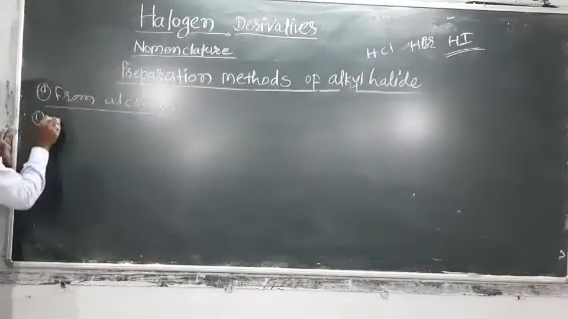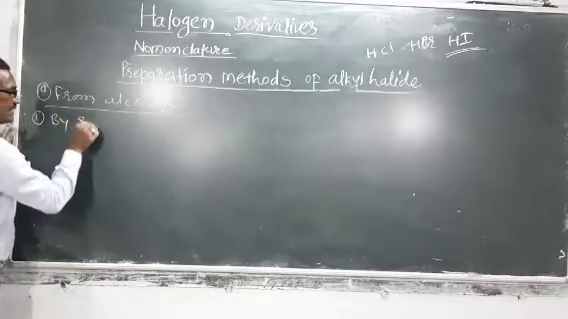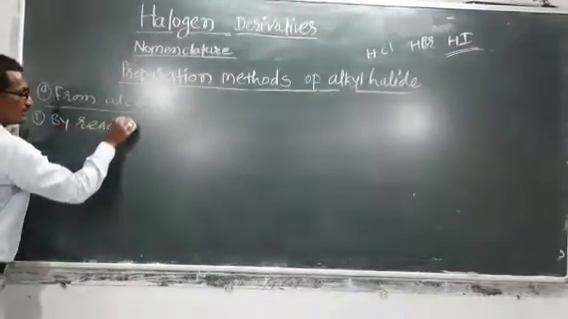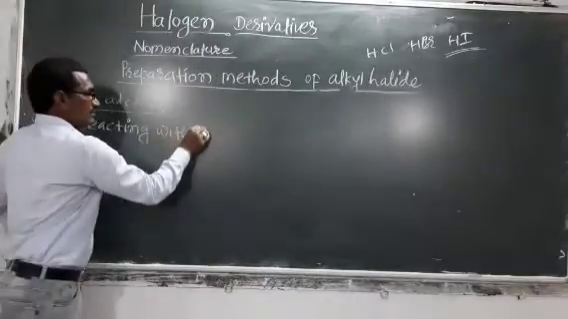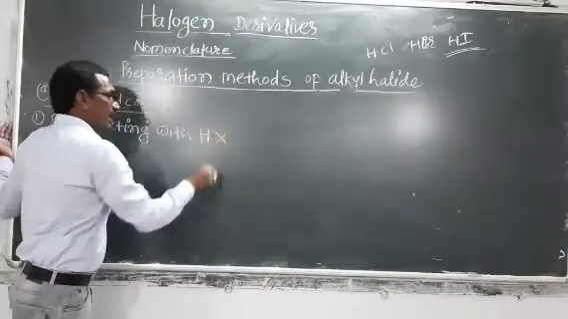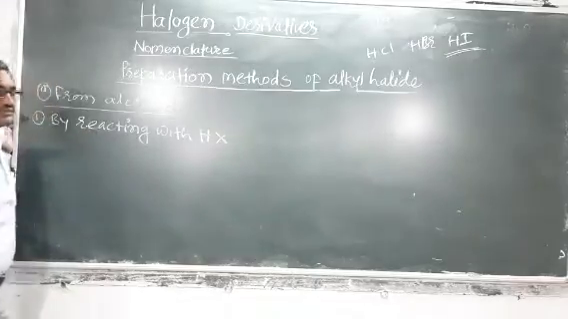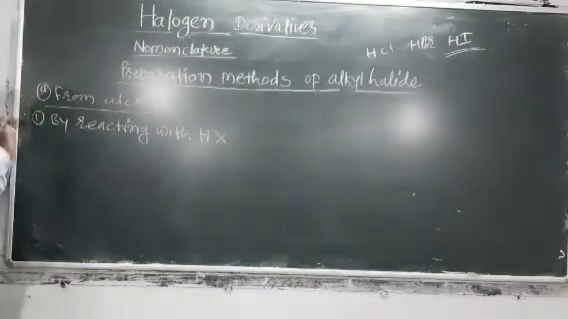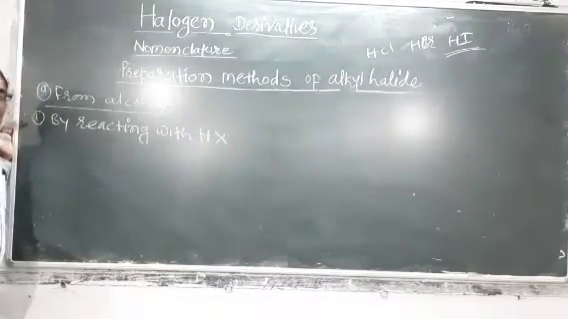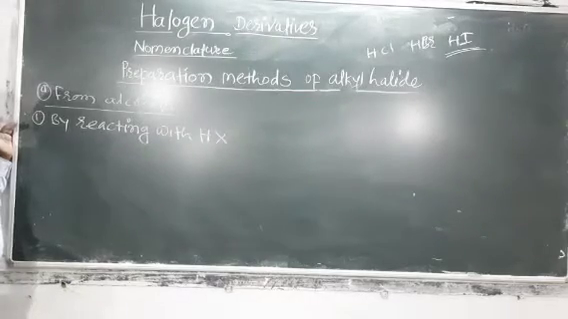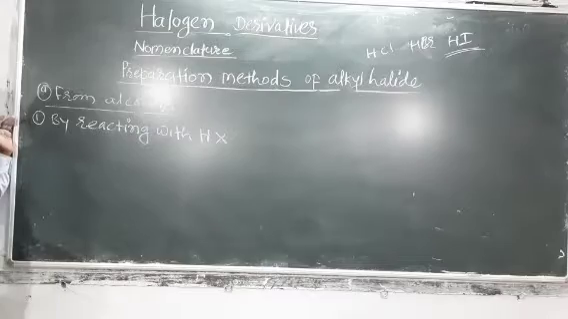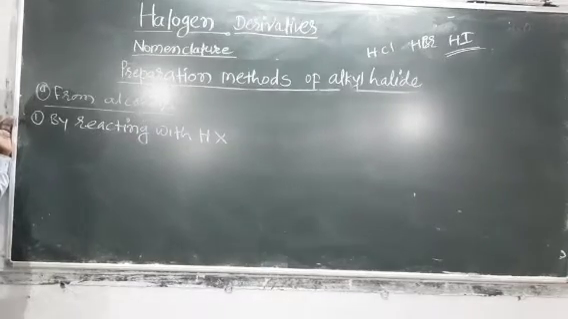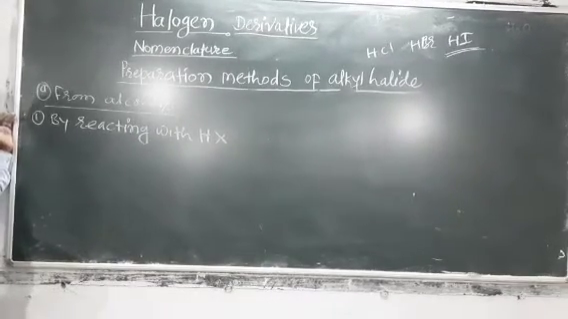A, by reacting with haloacids, hydrogen halide or HX. Second, by reacting with PX3 or PX5, phosphorus trihalide or phosphorus pentahalide. And third is by reacting with SOCl2, thionyl chloride.